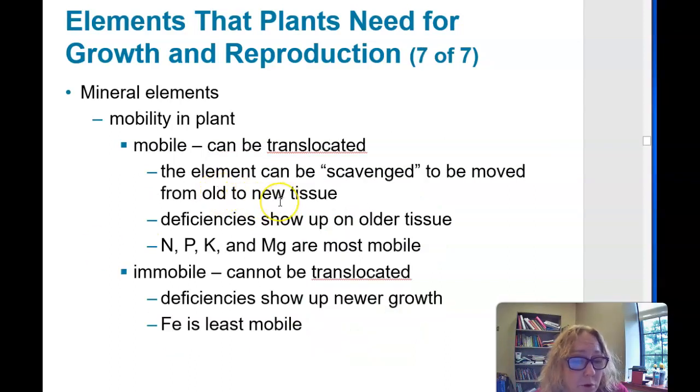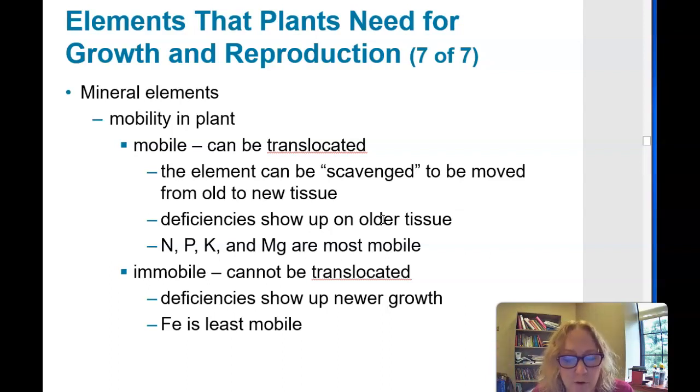Okay. Mobile means they can be translocated. The elements can be scavenged to be moved from old to new tissue, from that source of the old photosynthetic tissue to new tissue that needs it. Typically the deficiencies show up in the older tissue. So all of a sudden your leaves on the bottom are starting to get yellow and you're like, why? Those leaves were just healthy. That's because the deficiency is actually in the top and it's moving it. It's like sacrificing the lower leaves for the upper leaves.